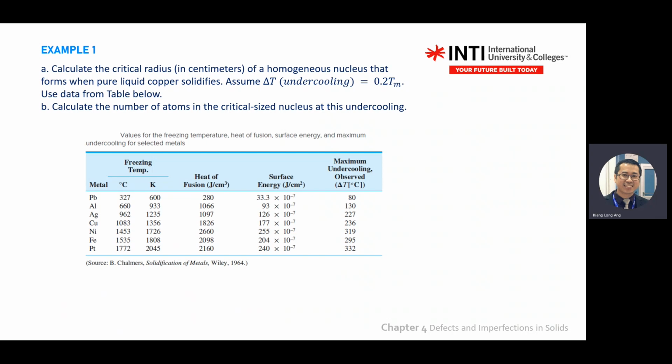So you are given this table, the same one as before if you already downloaded the tutorial in chapter 4. On this table, you have the heat of fusion, the surface energy, the maximum cooling observed, and the freezing temperature is also given. So how do we use that temperature? Here you will have Celsius and Kelvin.